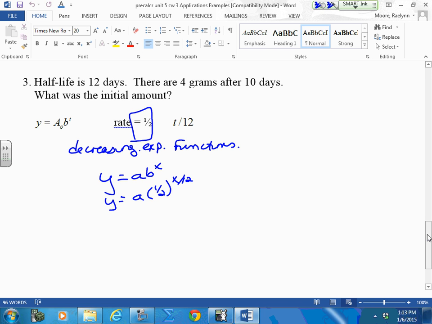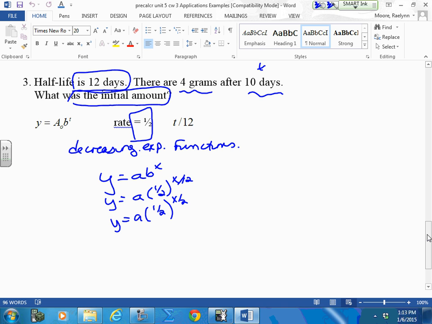How quickly they forget, right, Sean? I'm glad you're on the ball today. X over 12, this is your cycle. Every 12 days, you're going to cut it in half. So, we don't have an initial amount. So, our initial amount has to stay A. But I got a problem because I have two variables. So, they give me one more piece of information. There are 4 grams left after 10 days. So days is my time. That's my X value.